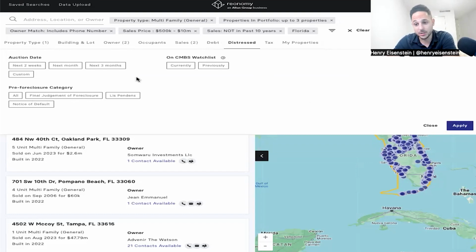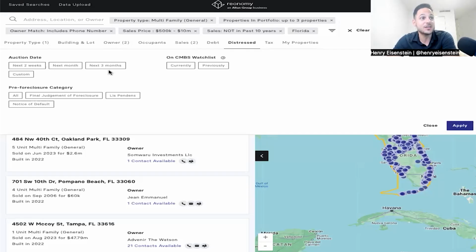I want to be super clear about something. Auction dates. There is nothing you can do about properties that are in auction. They're already owned by the bank, right? They're already owned by the bank. You're just not going to be able to do much. I really wouldn't mess around with this at all. I think this is a complete waste.